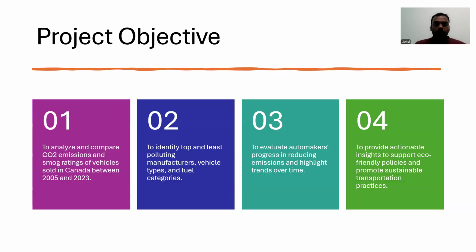And next is the project objective. We have four objectives. The first one is to analyze and compare CO2 emissions and smog ratings of vehicles from 2005 to 23. And then to identify top to least polluting manufacturers. The third one is evaluating the automakers based on their air emissions over time. And then we have created some insights to support the automakers to make eco-friendly and sustainable transportation.